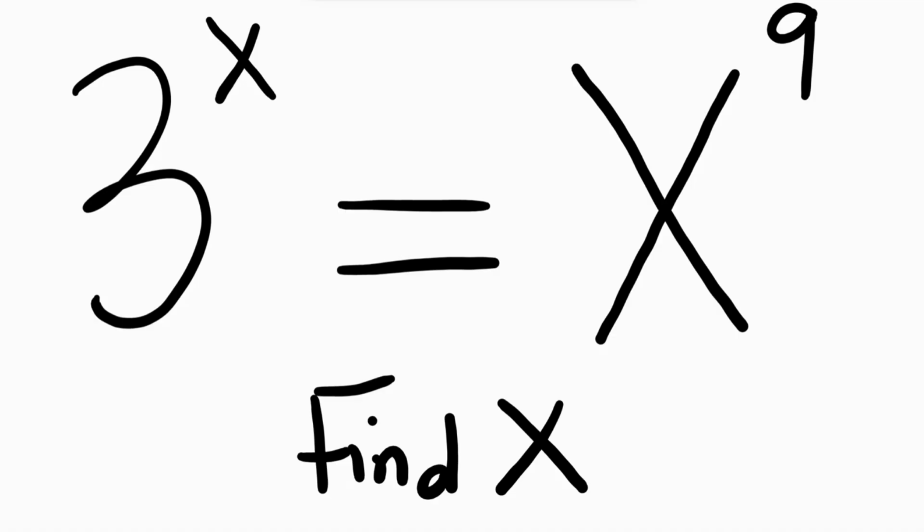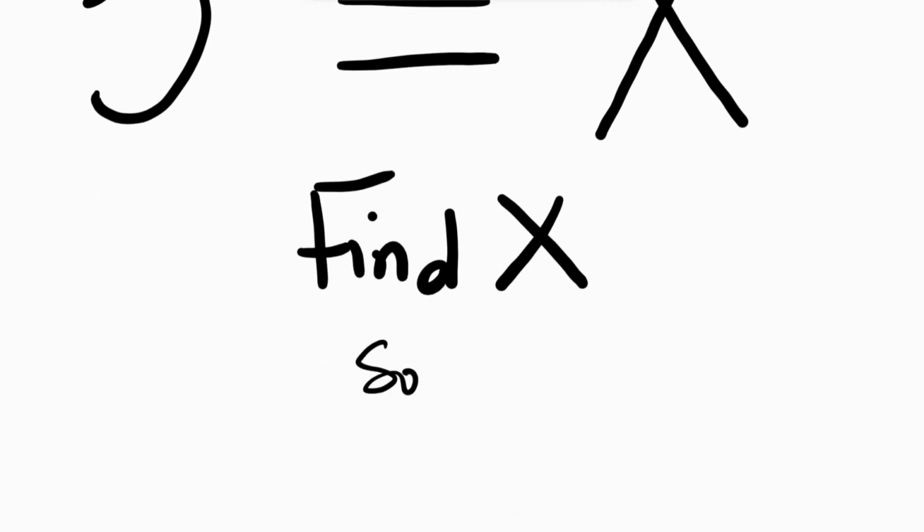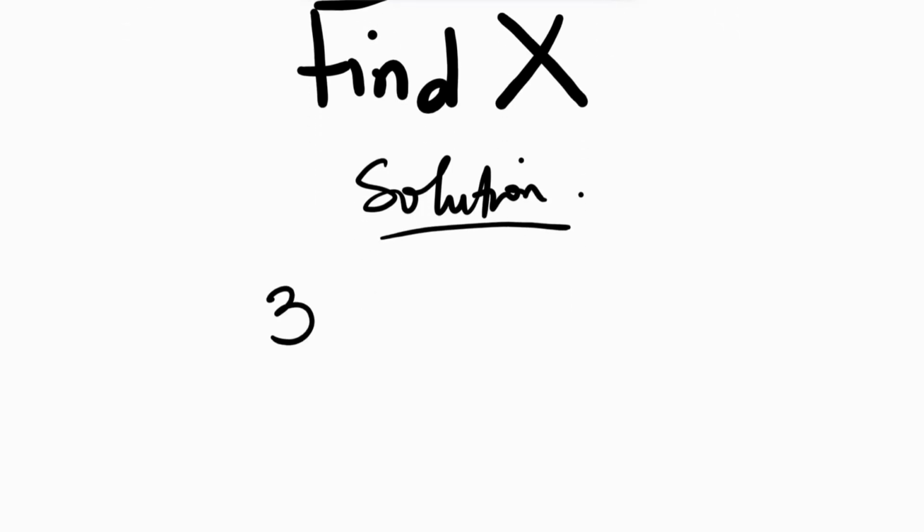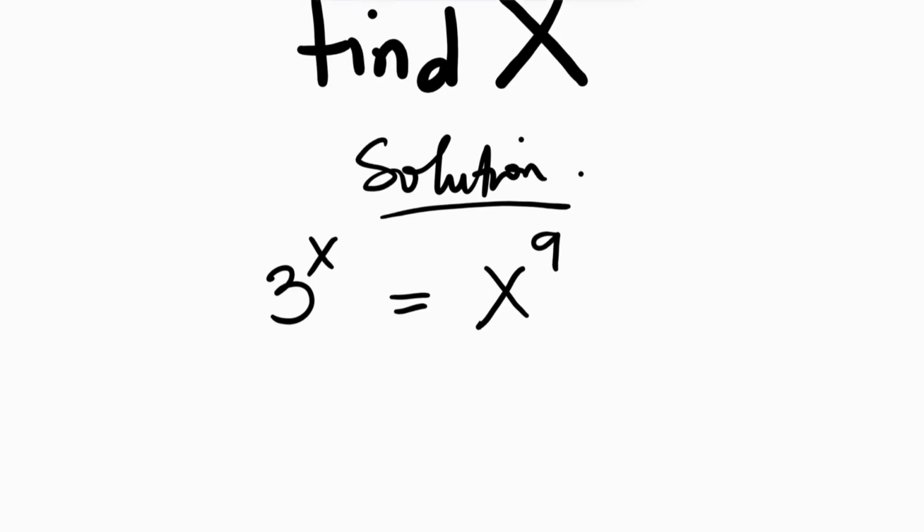We have that 3 raised to power x is equal to x raised to power 9, and we are supposed to find the value of x. Let us go ahead and solve this question. Solution. So we have 3 raised to power x equals x raised to power 9.